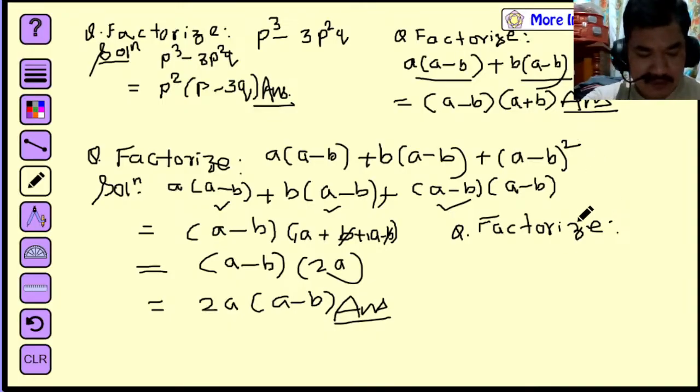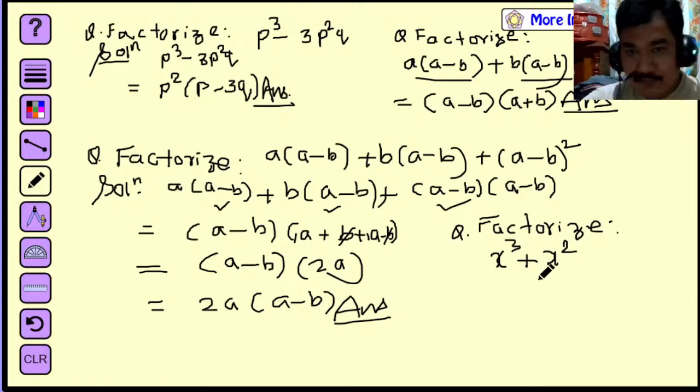Now look here. If the question is given like this, x cube plus x square, plus x only, given like this, in this case, what will you do?